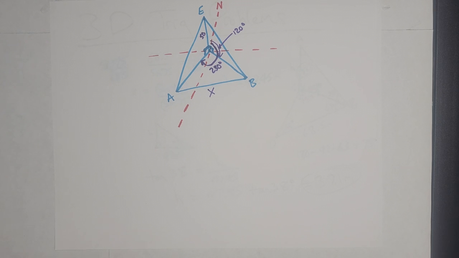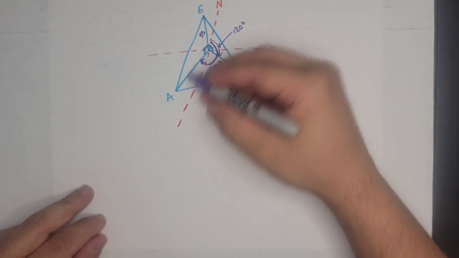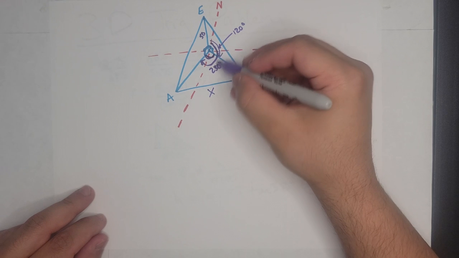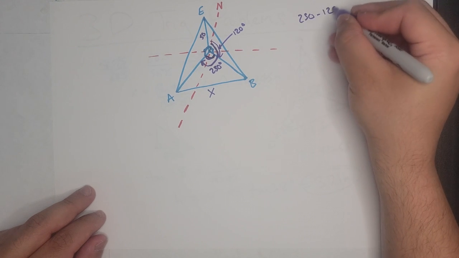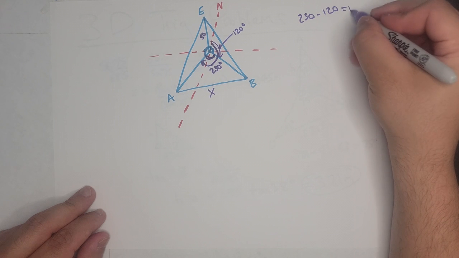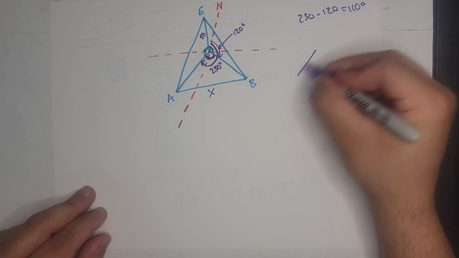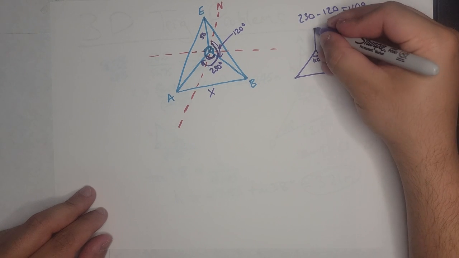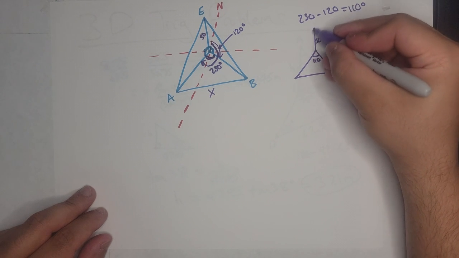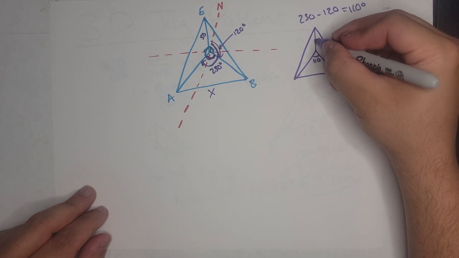So, the reason why we have these two measurements, very quickly I can redraw this and find this angle right here. Because if the whole thing is 230 and only up until there's 120, I can just subtract the two and get 110 degrees. So if I was to redraw that, that's 110, that's 50, this one right here.